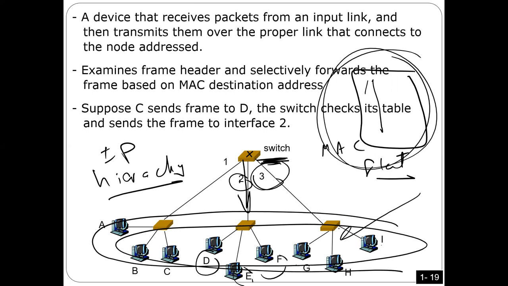But for IP, how many devices do we have globally? Billions of devices, especially with IoT. By the way, when I say a computer, I don't mean only laptop or only desktop. Your smartphone is a computer. If you have a small IoT device connected to the internet, it's a computer. It has an IP address and so on.